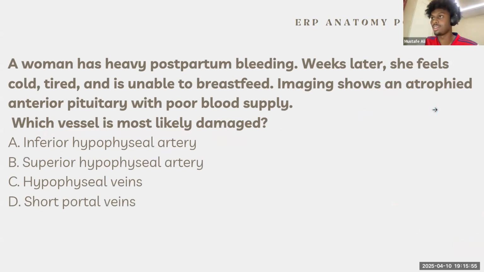A woman has heavy postpartum bleeding. Weeks later, she feels cold, tired, and is unable to breastfeed. Imaging shows an atrophied anterior pituitary with poor blood supply. Which vessel is most likely damaged? What do you guys think?